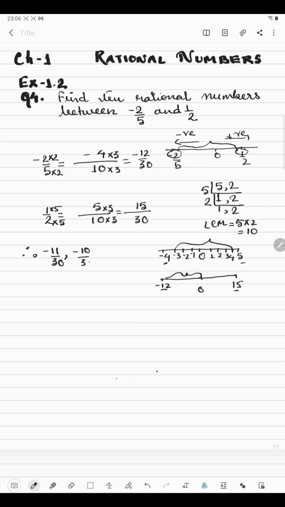Minus 10 by 30, minus 9 by 30, minus 8 by 30, minus 6 by 30, minus 5 by 30, minus 4 by 30, minus 3 by 30, minus 2 by 30.